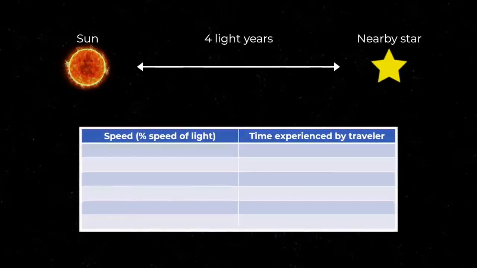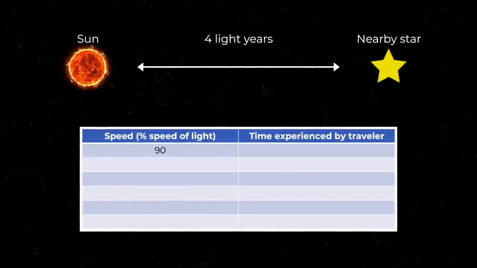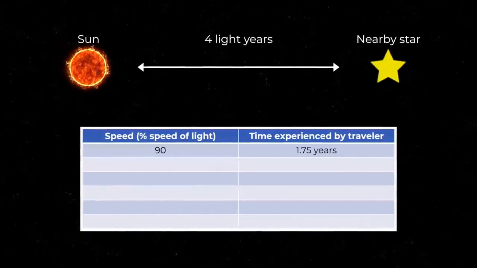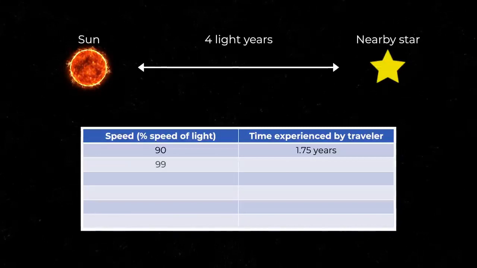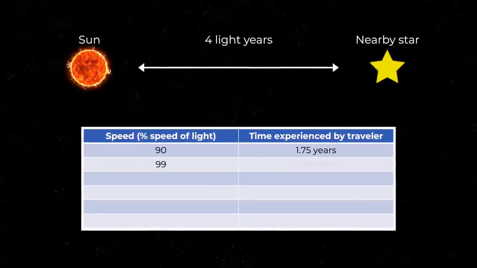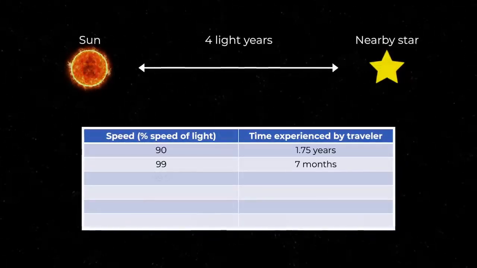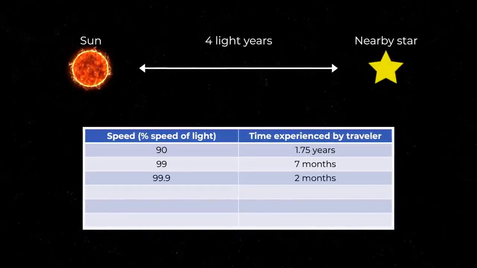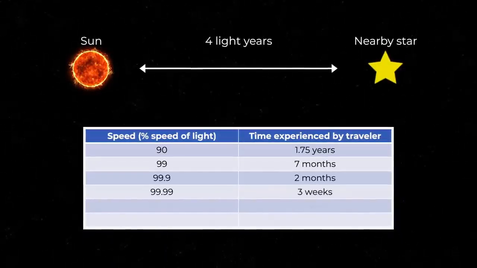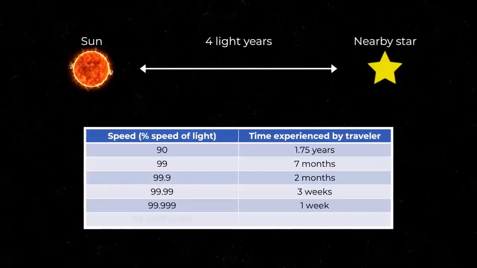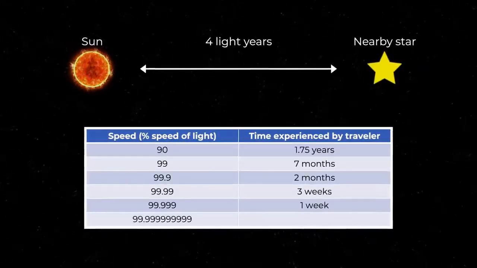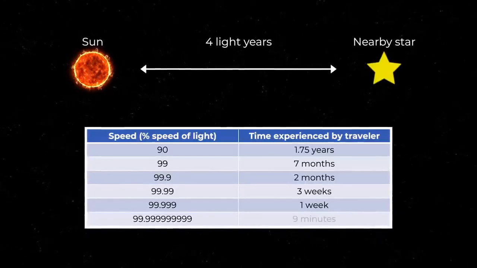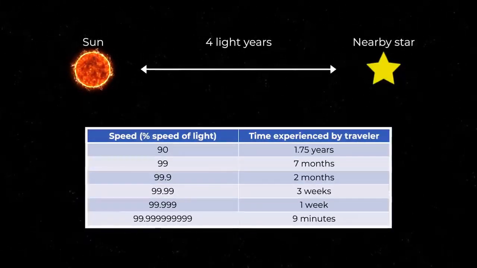How much time will a person traveling at 90% the speed of light take? Roughly a year and 9 months. How about at 99% the speed of light? A little over half a year. 99.9% the speed of light? About 2 months. We can continue this trend at the staggeringly fast speed of 99.9 more nines the speed of light. It will take a bit shy of 10 minutes.